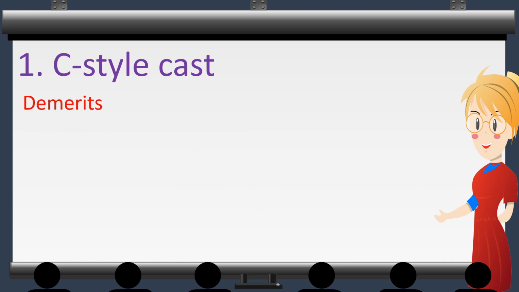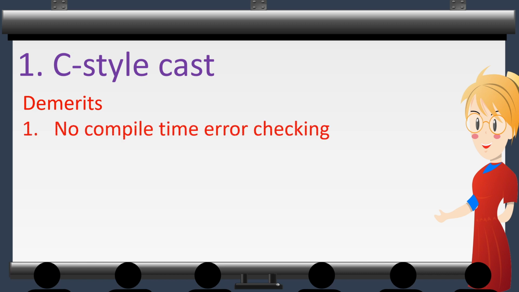Let's have a look at some of the disadvantages of C-style cast. C-style cast won't provide any sort of help in checking for any error at compile time. So the error in cast, if any, shall happen at runtime, causing undefined behavior such as invalid data or program crash.